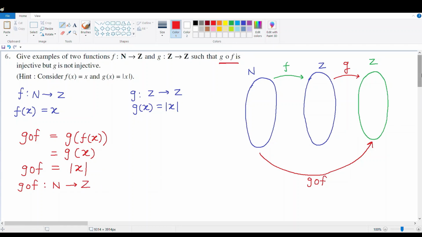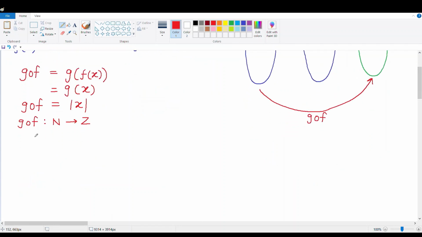Now we need to show what? That g of f is injective. So let's start showing that. We already have this much. So I am going to assume two numbers from this domain. Our domain is all natural numbers. So we are going to say let x1, x2 both belong to N, our domain of g of f.